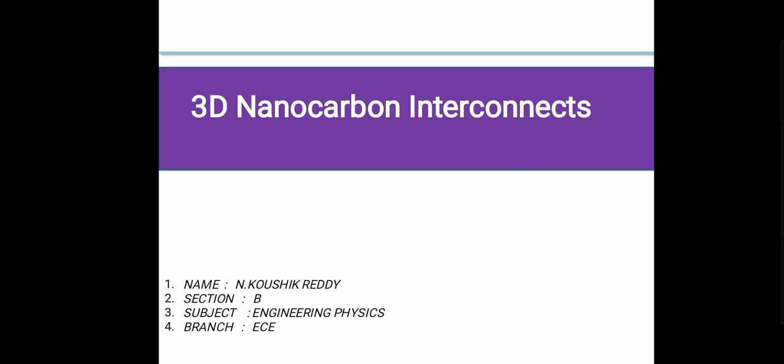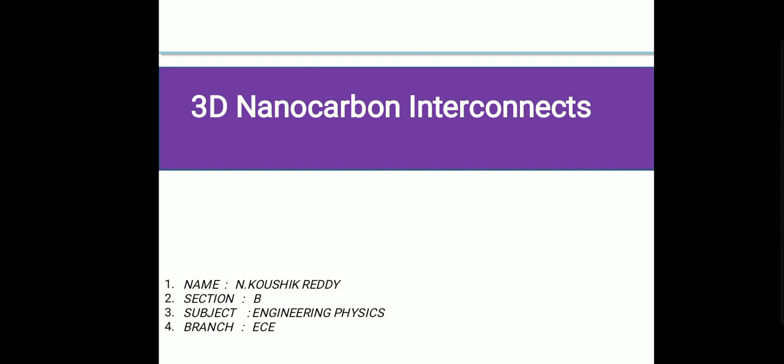Here we are going to see the 3D nano carbon interconnects. Here we are going to learn about interconnects. Basically, interconnects are the wires which connect the semiconductor device to chips in the device. There are chips in the semiconductors present in the central part of the semiconductor device. The wires connected to these chips, the connecting wires, are called interconnects.